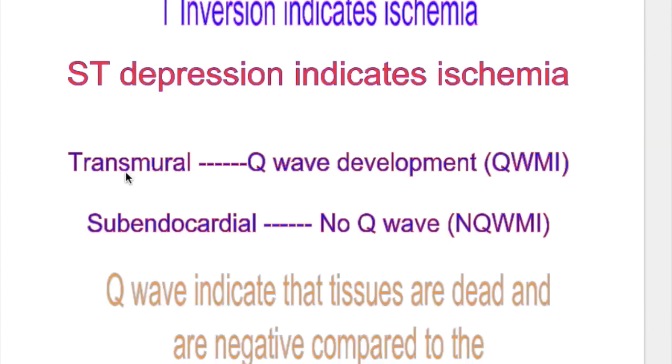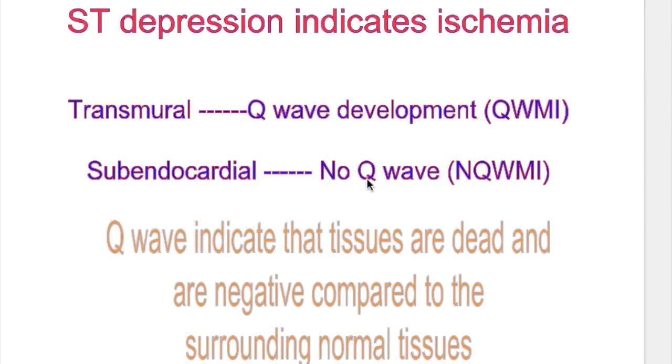In transmural infarct, there is a development of the Q wave. That's why it's also known as Q wave MI. But in subendocardial infarct, there is no Q wave. It's also known as NQ wave MI. But not all transmural infarcts develop Q wave, because if the treatment is started early, the Q wave doesn't develop.